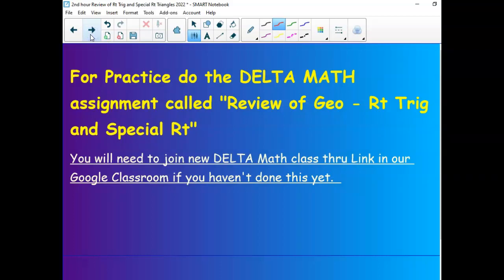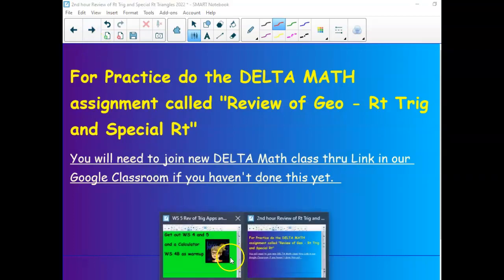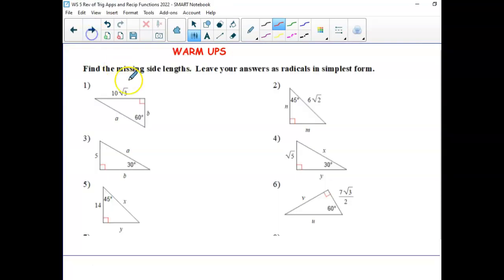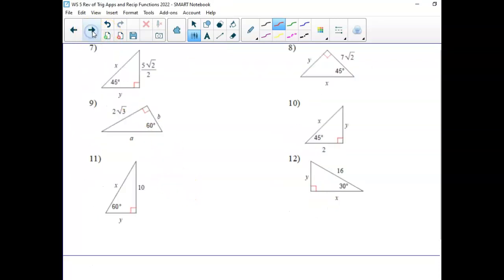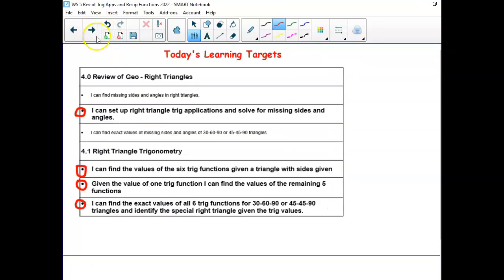All right. We are going to switch back over to today's lesson. Okay, so it's the next page, I think. We're going to do some application problems. But first of all, the learning targets today are setting up the right triangle trig applications and solving, and then finding the 6 trig functions. So we're going to learn about the reciprocals today.